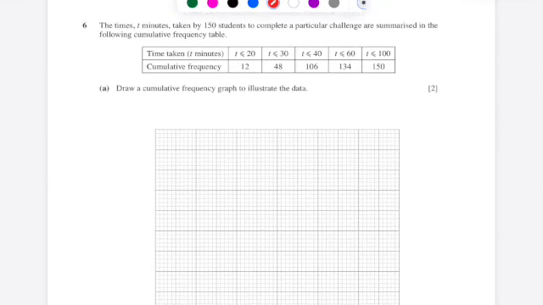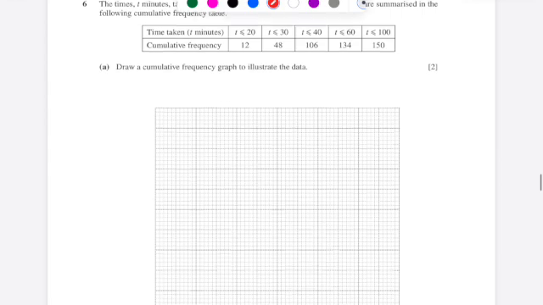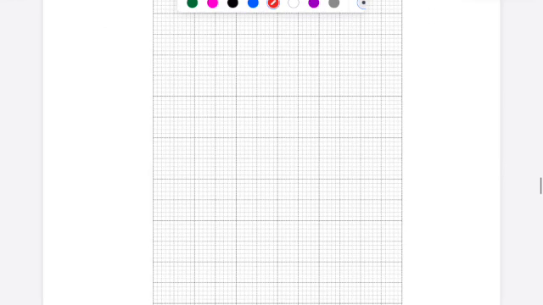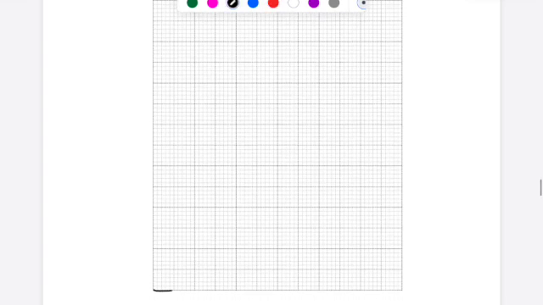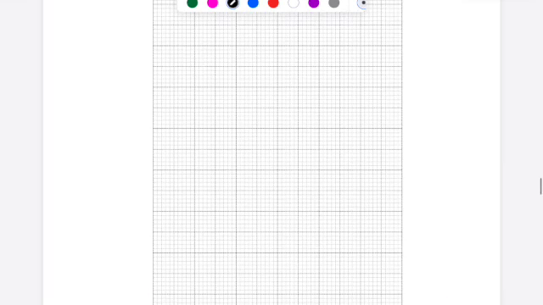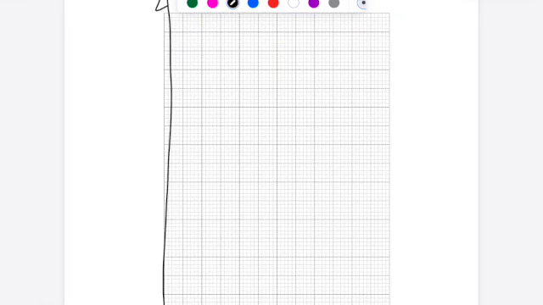Question number 6. The times T minutes taken by 150 students to complete a particular challenge are summarized. Draw the cumulative frequency. So we have to draw the axis first. I'm going to draw the x-axis, and then I'm going to draw the y-axis also.